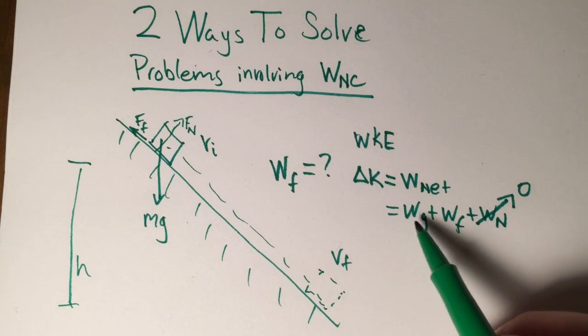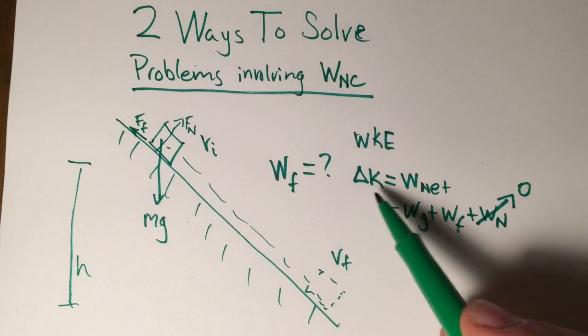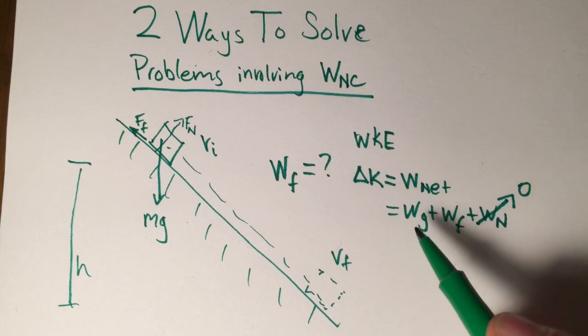And we can figure out the work of gravity just from the change in the height. And we also know the change in kinetic energy because we know the velocities final and initial. So we could solve it this way.